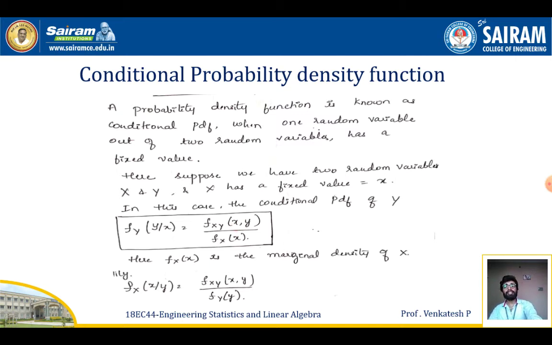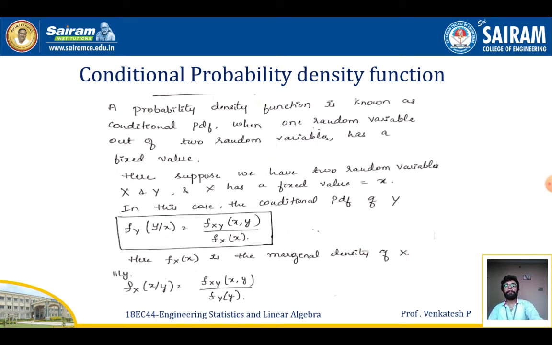So the formula will be like this: the function small f with respect to the random variable capital Y over the ratio y by x is given by the joint PDF of x comma y divided by the marginal function f of x, where f of x is nothing but the marginal density of the random variable capital X.